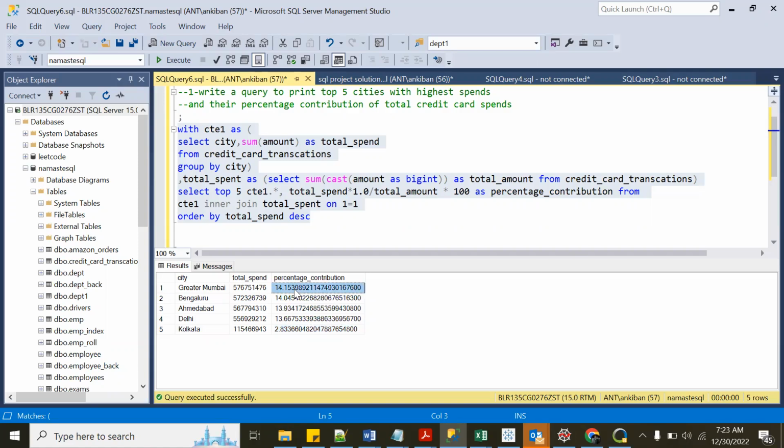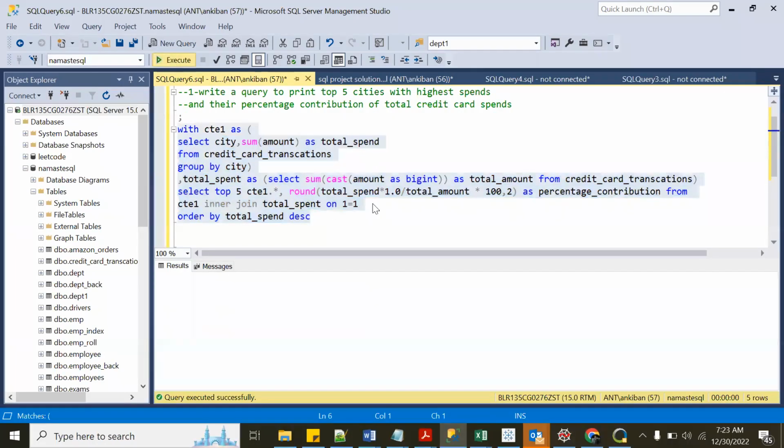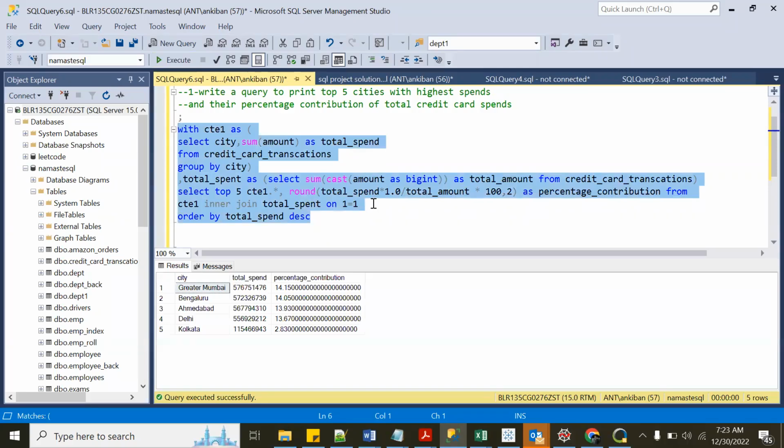And you see there are a lot of decimal places. You can just round it to 2 decimal places as well. So you can say round to 2 decimal places. Okay, so it is 14.15 now.